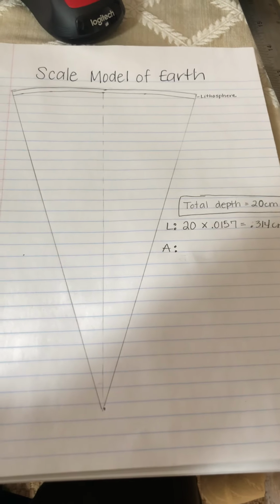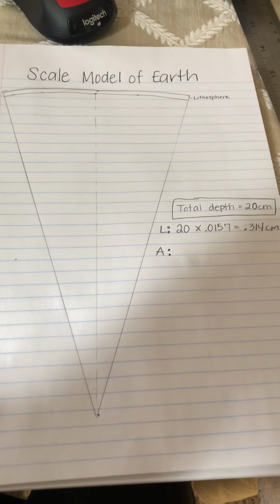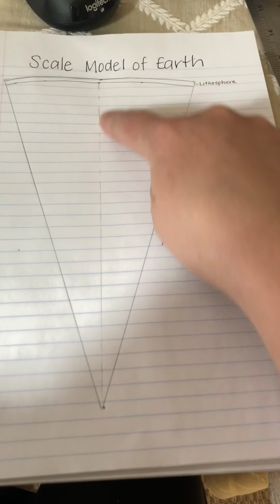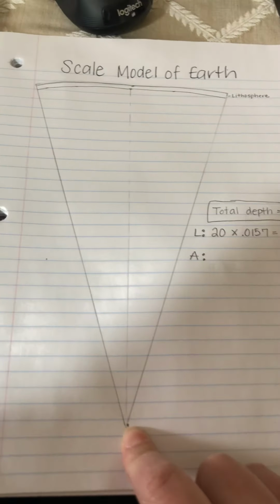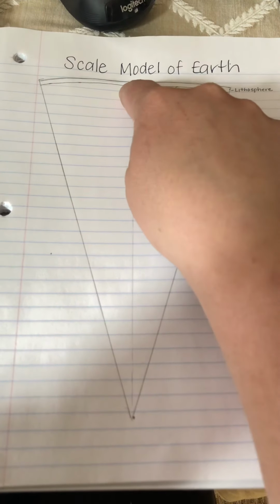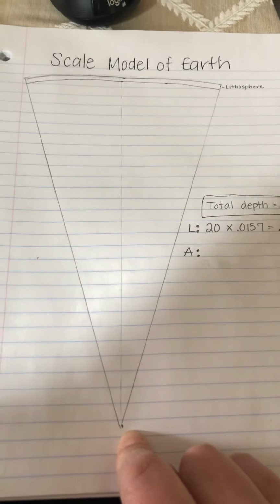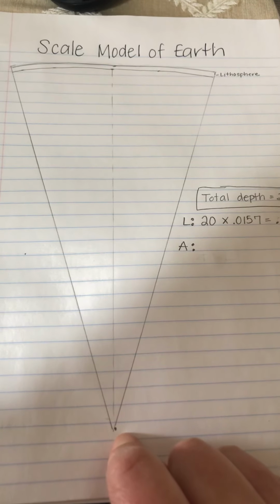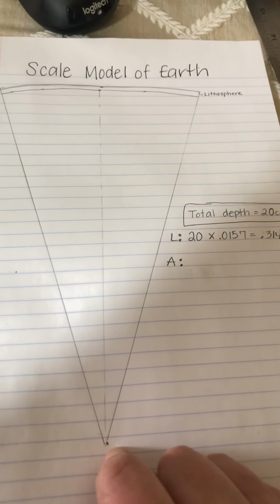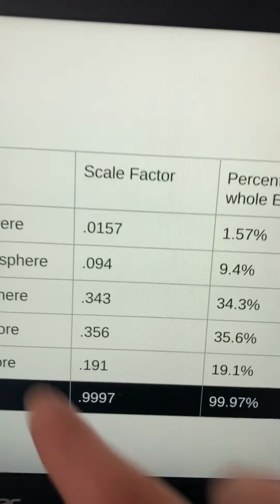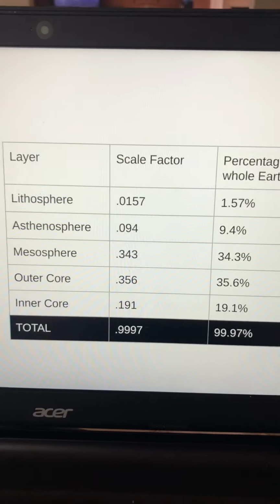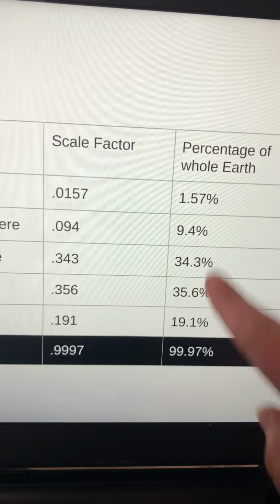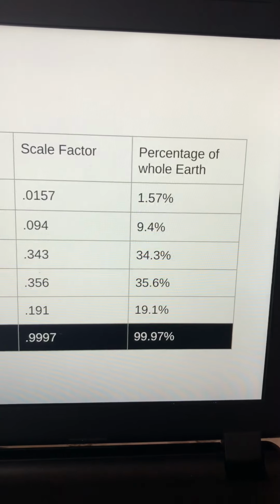So I first decided how big my entire model was going to be. So that's what this faint line here is. I did a little wedge of the interior of the Earth, and that wedge is 20 centimeters long. So I'm comparing 20 centimeters on my paper to the entire depth of the whole Earth. Now that we've calculated all these scale factors in the slideshow, I'm going to multiply those scale factors by 20 to get this percentage of 20 for my model.